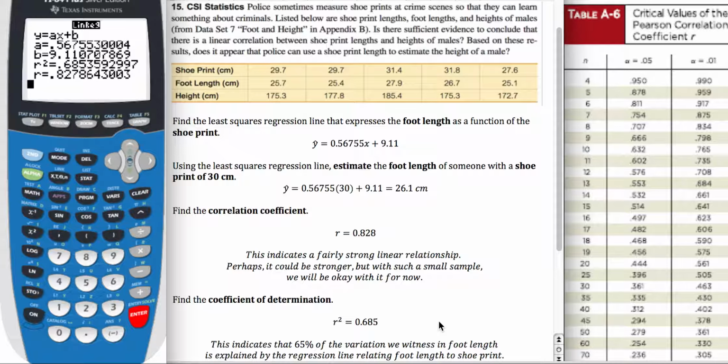So this is just an example of how you could use linear regression to model the relationship between two variables and possibly use one value to predict another.